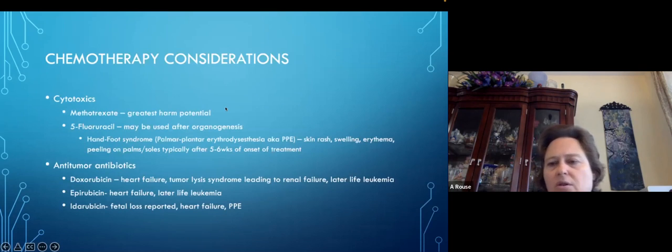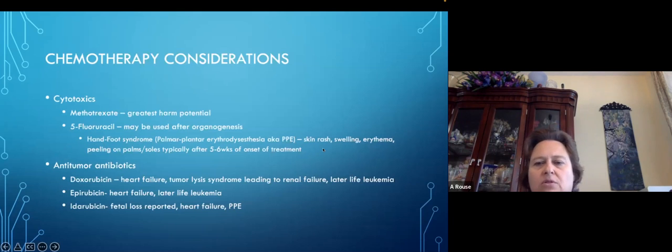All right, so these are the quick, very short blurbs on the different chemo agents that you may see. So methotrexate obviously is going to have the greatest harm potential, and your 5-FU can be used after organogenesis, but here's your test question: hand-foot syndrome, also known as palmar-plantar erythrodysesthesia, PPE, and it gives you these weird skin rash, swelling, peeling on the palms and soles, usually 5 to 6 weeks after the onset of treatment.